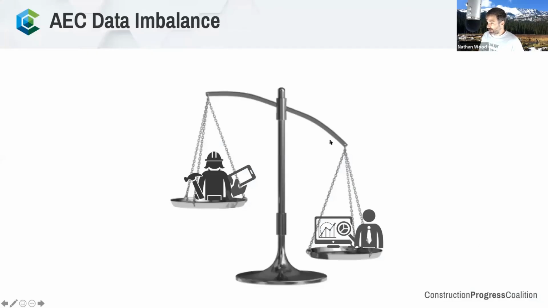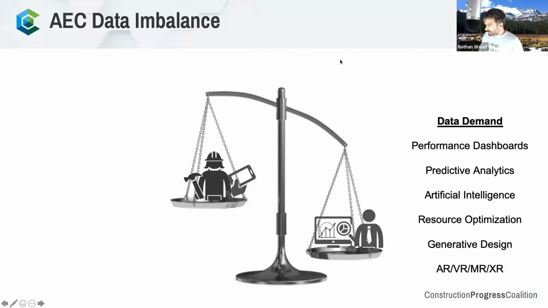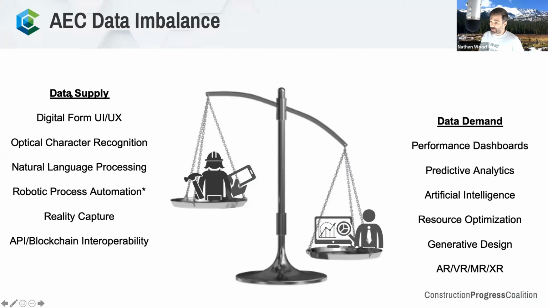So as we look at the construction industry, and this is again just my opinion of where the imbalance comes from, we certainly have a very high demand. It's very clear owners, contractors, and others on the executive side want the performance dashboards. They want predictive analytics. They want the AI. They want resource optimization, all these great things that I'm sure as technologists we're selling to them. But really, where we're missing that supply is over here in this data supply.